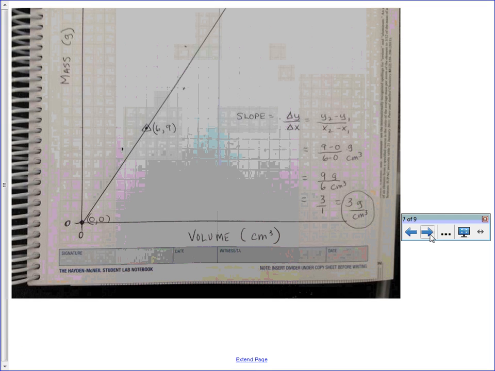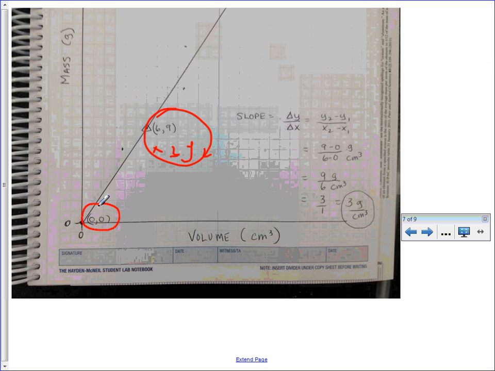The next thing you'll want to do is, right on the graph itself, go ahead and figure out the slope of this line. The slope is delta y over delta x, or you can rewrite it as y2 minus y1 divided by x2 minus x1. In my case, x2, y2 is this point right here, and then my x1, y1 is the 0, 0 point.